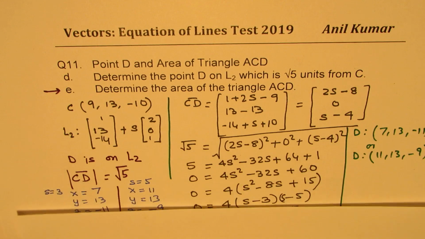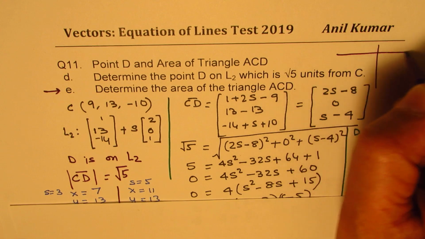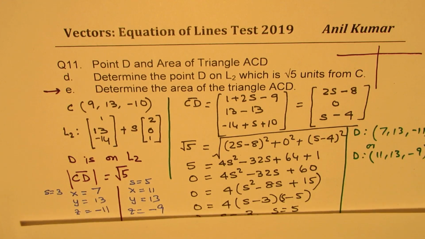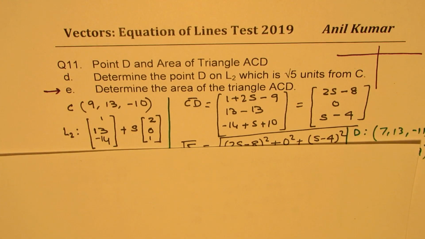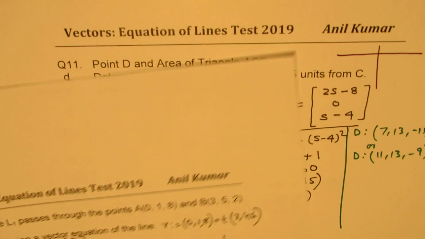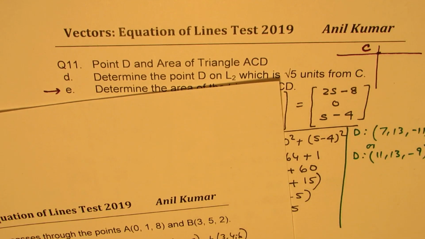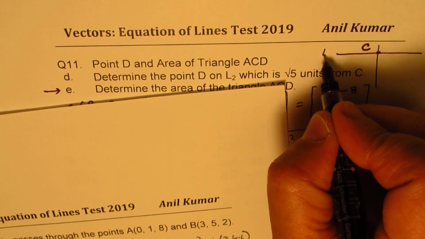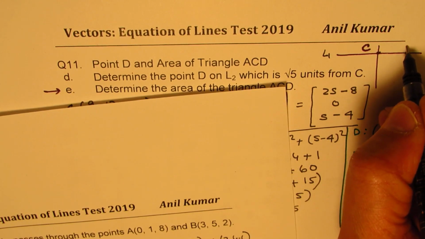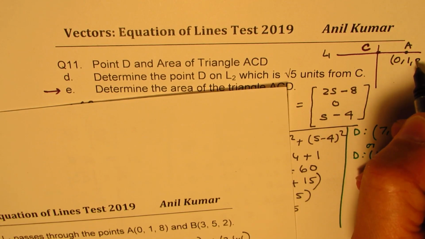So what we have here, basically a situation that we have two lines, so one and the other one is kind of like this, right? So these are the two lines. Now they intersect, L1 and L2 intersect at C. So C is 9, 13, Z, right? So they intersect at this point, which is C. Correct? So let us say this line is L1, and let's call this point as A. Coordinates of A were given to us as 0, 1, and 8.